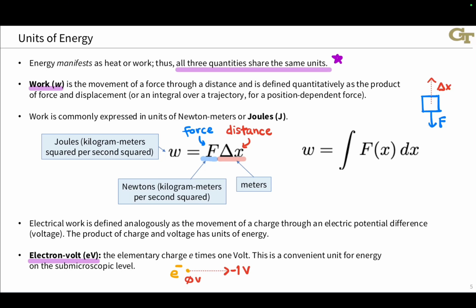A common unit of electrical work, particularly for the very, very small atomic and molecular scale, is the electron volt. This is the charge on one electron times the potential difference of 1 volt. The work required to move an electron across a potential difference of 1 volt is known as the electron volt. The charge on one electron is very, very tiny. So this is a highly convenient unit for that atom or molecule scale.